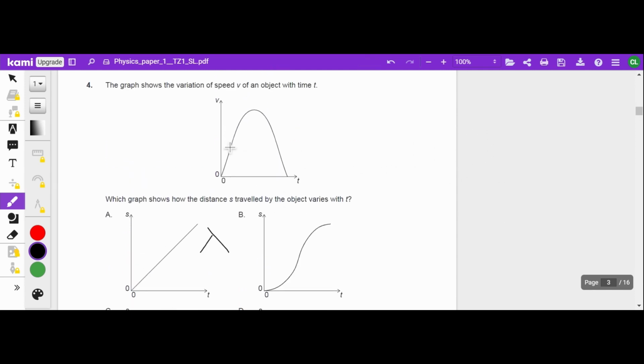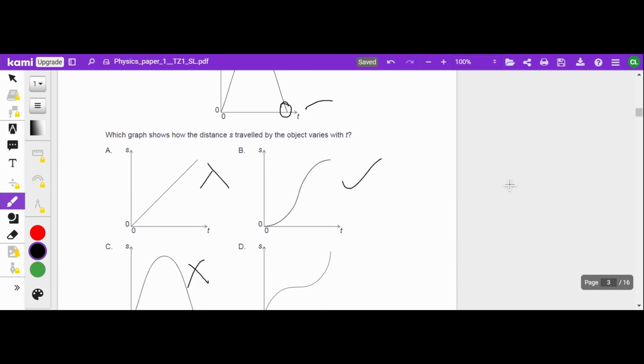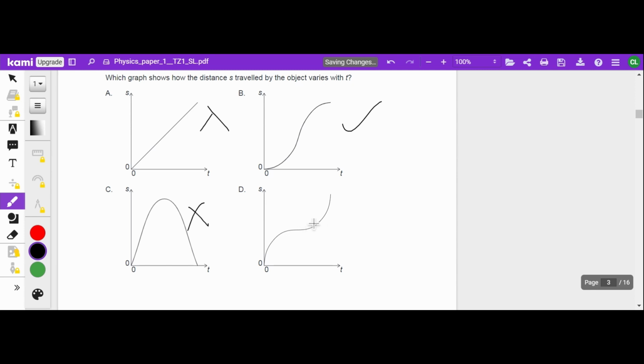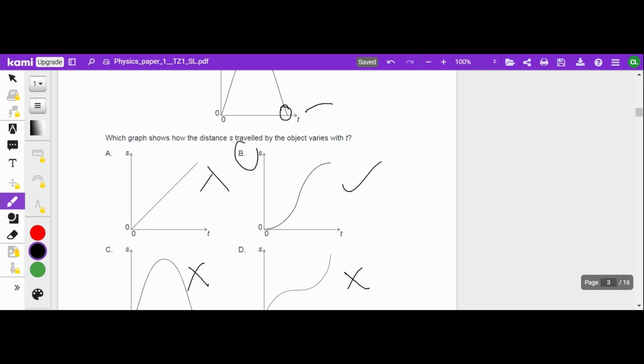And from here we can see there's a very small velocity, right? So that means it'll be a small change in displacement. Whereas here has a very high velocity, so the distance will be very high. So you can see that in this one, but not in this one because it's reversed. So the answer is B.